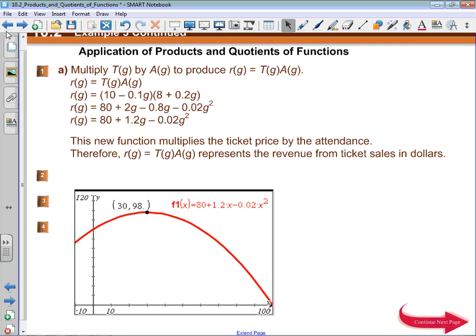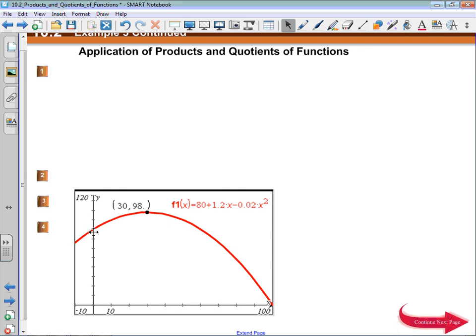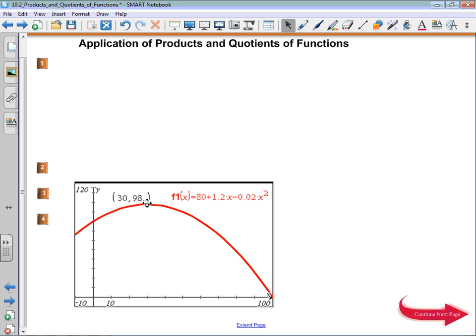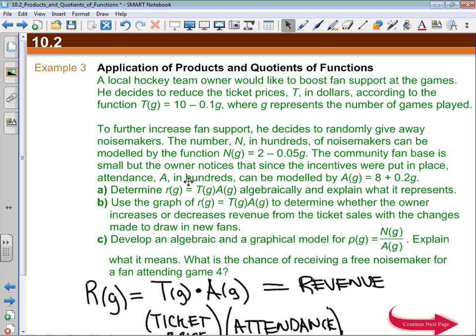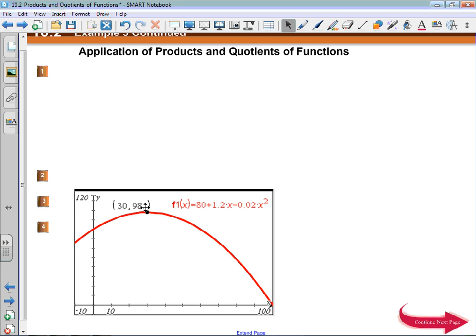Now, part B wants us to use the graph to determine where the owner increases or decreases revenue from the ticket sales. So originally he's making, I don't know, give or take $90. But then it starts to go up. Keep in mind that this is revenue, so the amount of money he makes goes up and up and up until he gets to the 30th game. That maximum will be at (30, 98). So 98 is going to be the biggest amount of money he makes. I'm just going to look: A is in hundreds, so we are talking about hundreds of dollars. So that's $9,800 from 3,000 people.